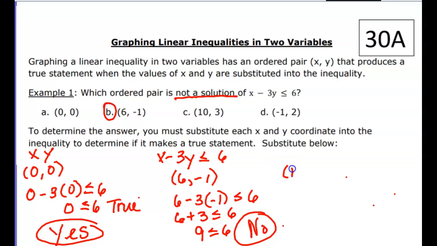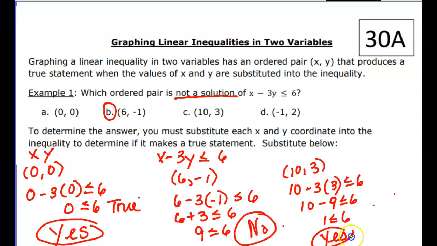So now we've got the ordered pair 10, 3. Okay, we plug it in. We've got 10 minus 3 times 3 is less than or equal to 6. Well, that's 10 minus 9. 1 is less than or equal to 6, so that is a solution.